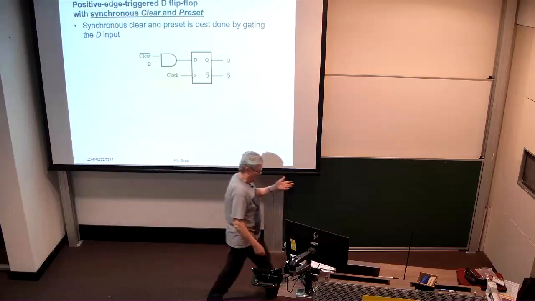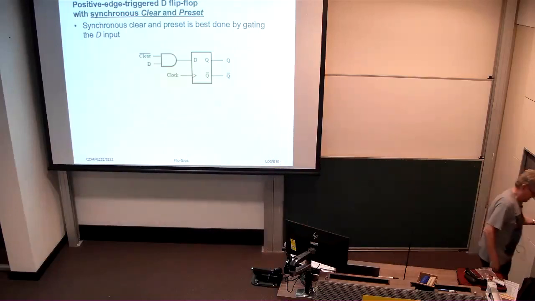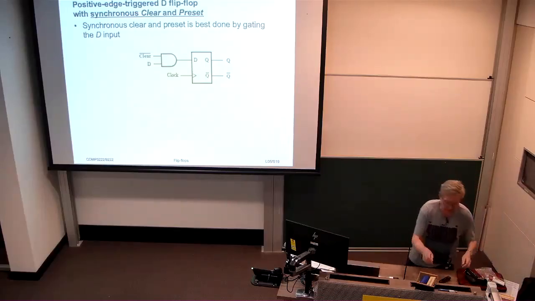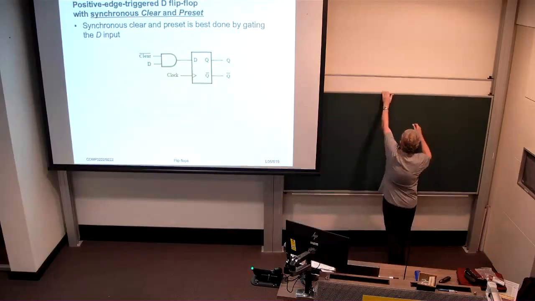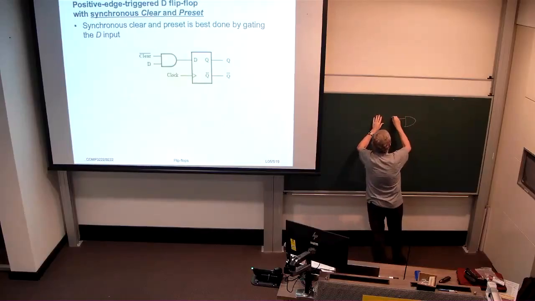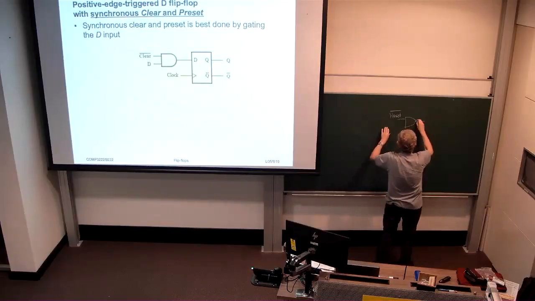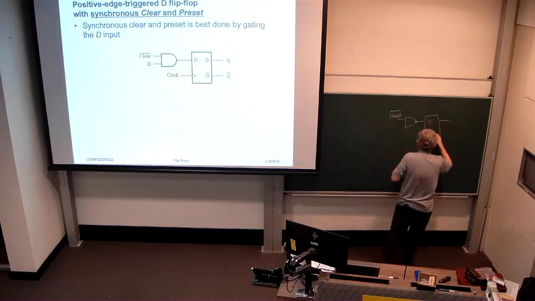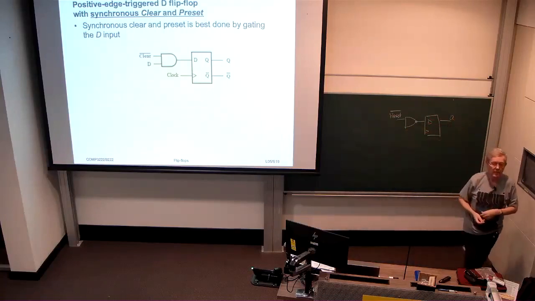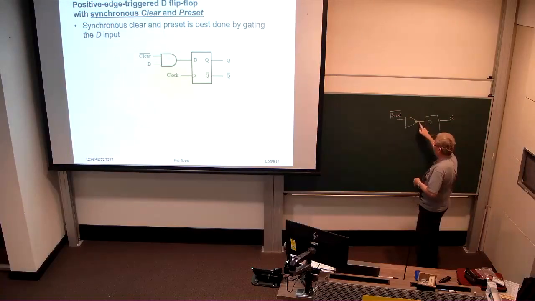Remember that the output of a NAND gate is 1 when one of the inputs is 0. So if we wanted to make a synchronous preset, the way we would do that is to have an AND gate with an active low preset coming into our D input of our positive edge triggered flip-flop, right? Because when this guy's 0, that is forced to 1.